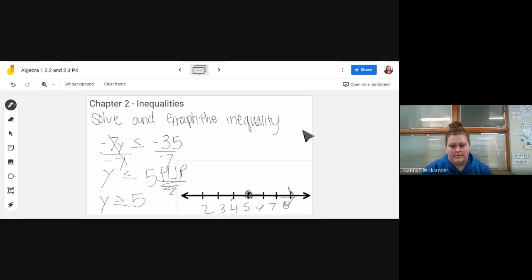So 3 important things to remember. An inequality sign is just like an equal sign when we're solving. Make sure your letter is on the left side so your graph is correct. And make sure you flip the sign if you multiply or divide by a negative number.